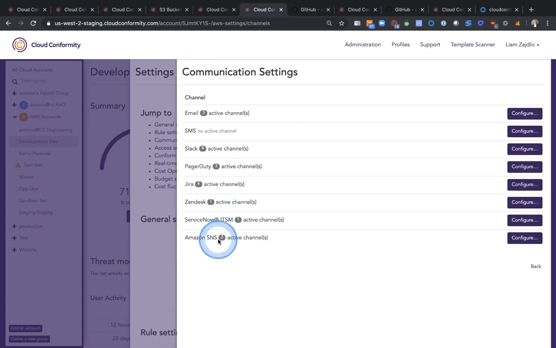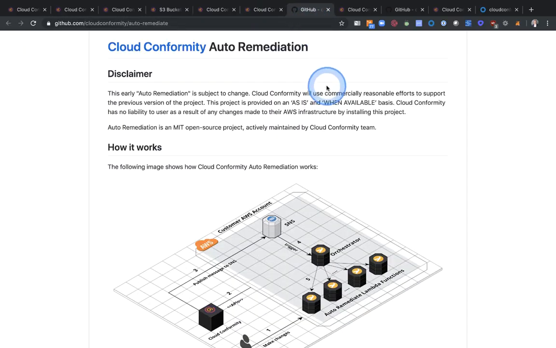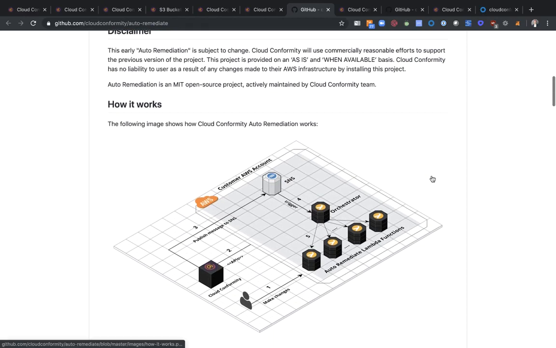While Amazon SNS also allows us to support a range of additional tools outside of the native integrations you see here today. This flexibility allows customers to integrate cloud conformity into their workflows with distinct ease. And additionally, our open source auto remediation project allows customers to leverage auto heal capability to remediate the most critical risks within minutes of them being introduced into their environments.